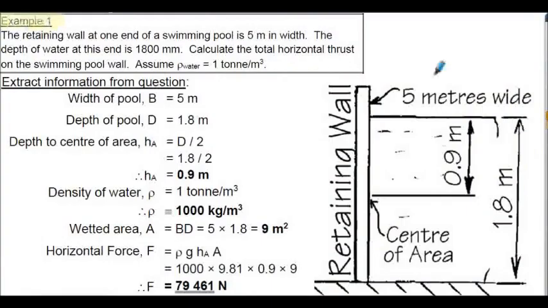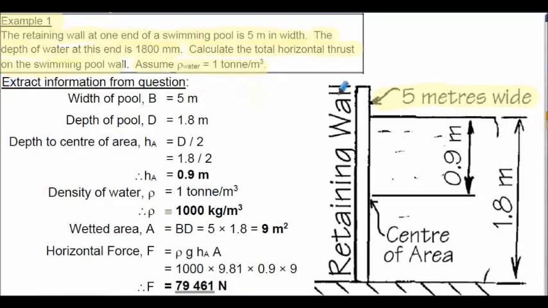Let's consider example 1. The retaining wall at one end of a swimming pool is 5 meters in width, shown here on a diagram. That's the dimension out of the page. The depth of water at this end is 1,800 millimeters. We've got to calculate the total horizontal thrust on the swimming pool wall. We have to assume that the mass density of the water is 1 ton per meter cubed.